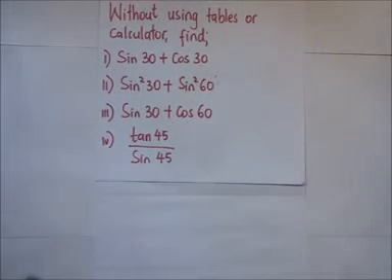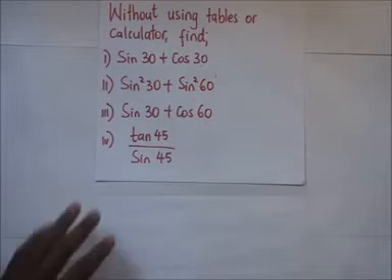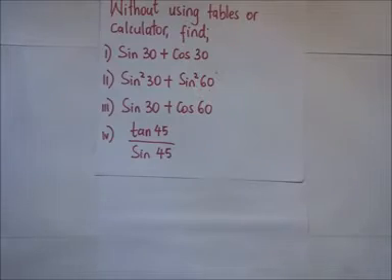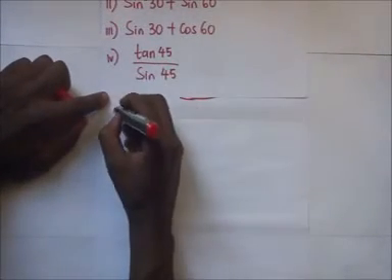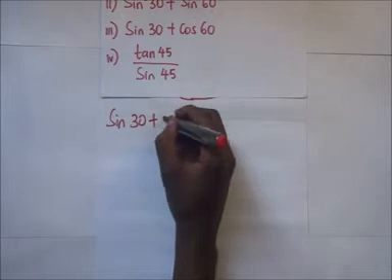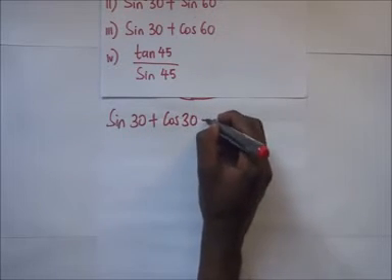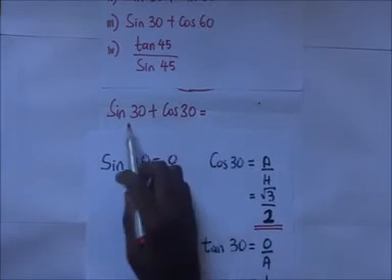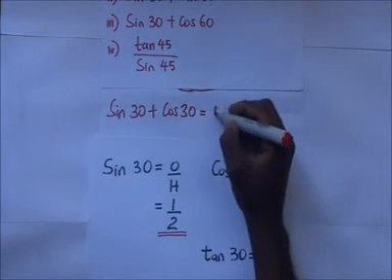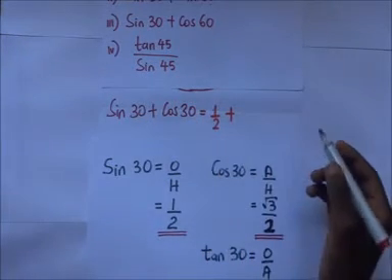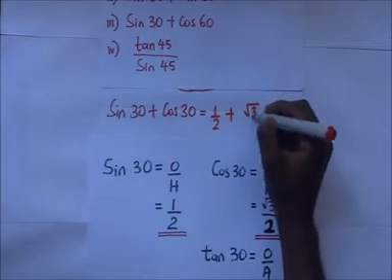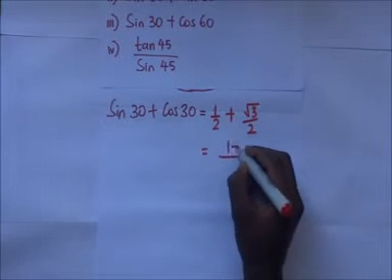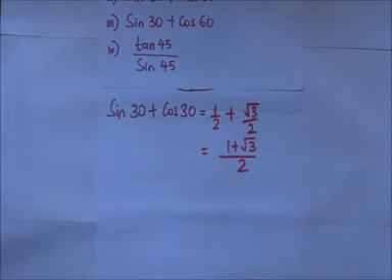From our knowledge of trigonometrical ratios, let's try and compute these. Without using a table or calculator, find sine 30 plus cos 30. Sine of 30 plus cosine of 30 is going to be equal to, our sine 30 is a half and the cosine of 30 is root 3 over 2. So this is equal to a half plus root 3 over 2, and that will definitely be 1 plus root 3, divided by 2.